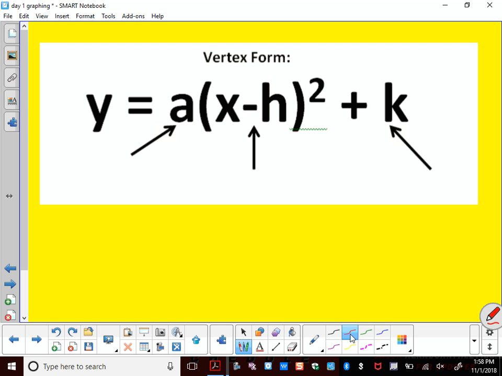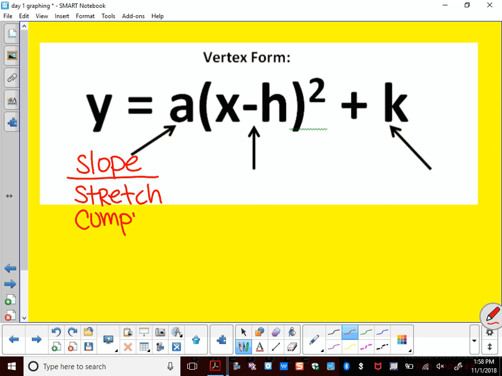Alright, so this first letter, a, we've also done this before. a tells me my slope. My slope can do two things. It can stretch. What else can it do? Compress. Who remembers how we can tell if it stretches? For stretch, it has to be bigger than 1. This number here has to be bigger than 1 for a stretch. If it's lower than 1, it compresses.